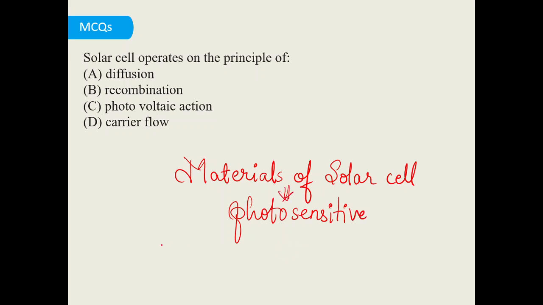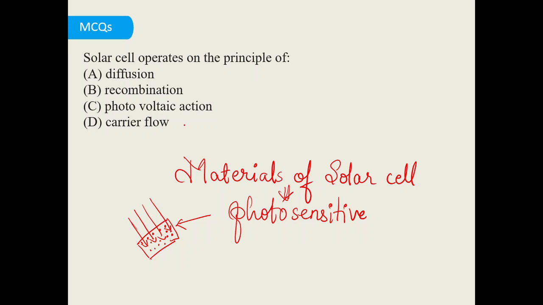Photosensitive means, suppose this is the photosensitive plate, and light of a particular frequency or energy is incident on the surface of this photosensitive plate. What is going to happen is it will start generating charges. The electrons or charges will be emitted from its surface. This is the property called photosensitivity, and it is present in photosensitive material. So a solar cell is made up of photosensitive materials.